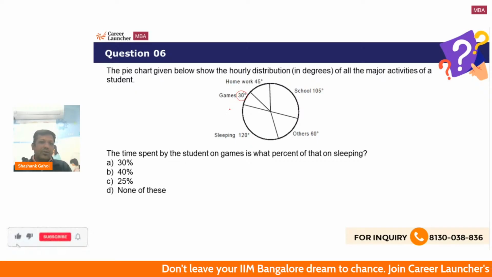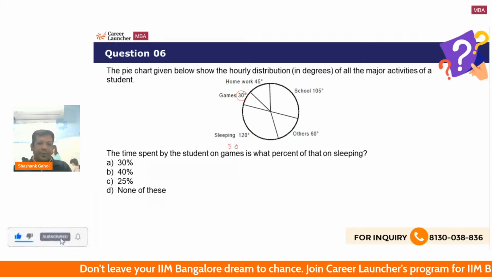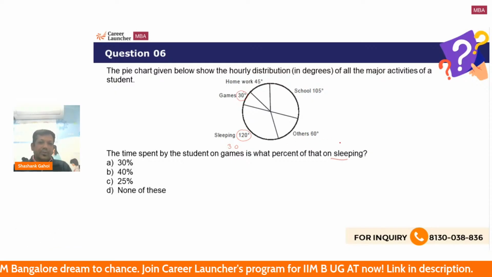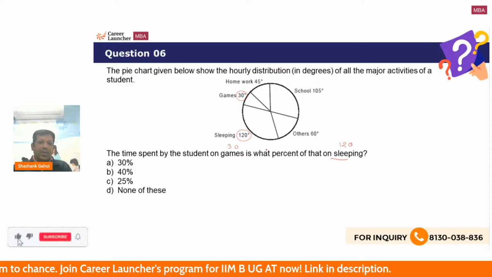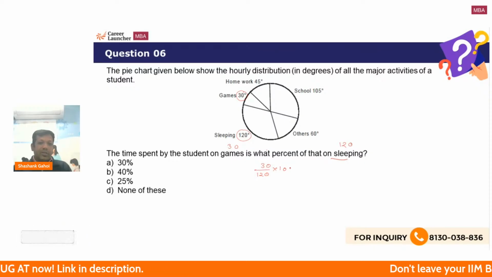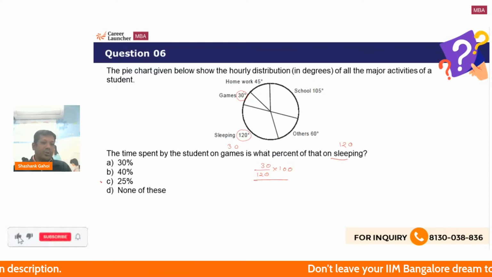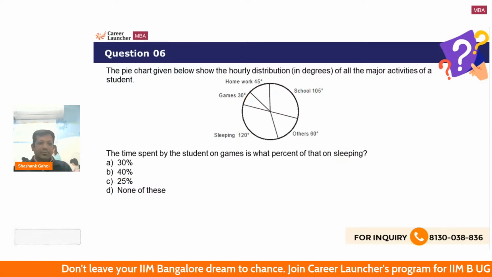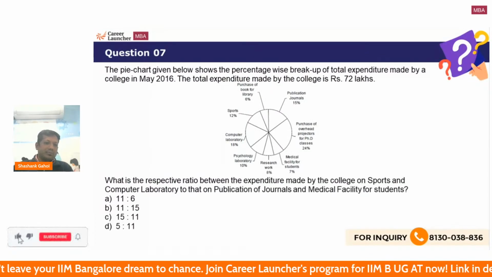So games is what? 30. Sleeping is what? 120. So the question is simply talking about games is what percent of sleeping. So 30 is what percent of 120? So that's going to be 25%, and that's going to be option C. This one.